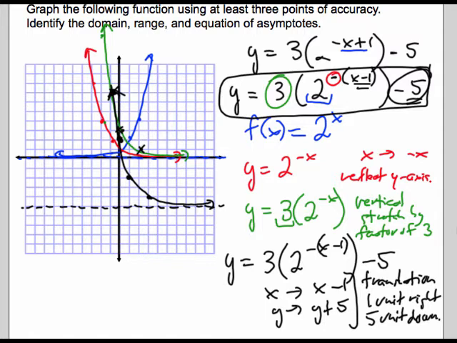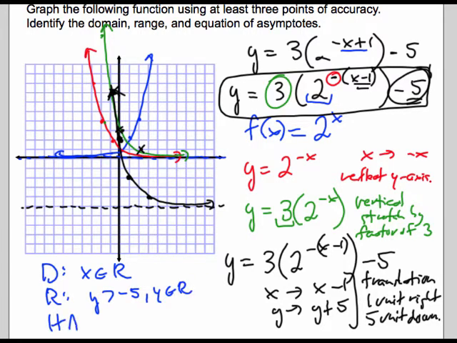Alright, so to answer the questions above, the domain, remember our black graph is our final graph, our domain is all reals, as is always the case with an exponential function. Our range are the values of y above the asymptote, which is greater than negative 5.